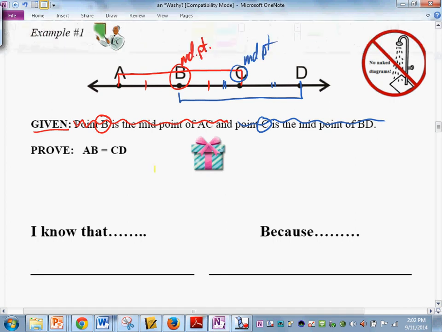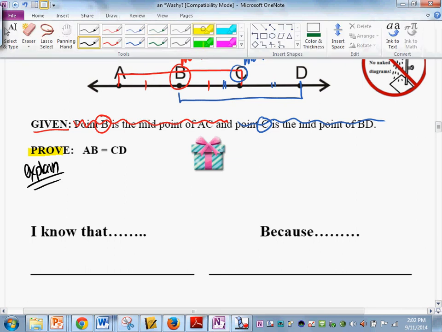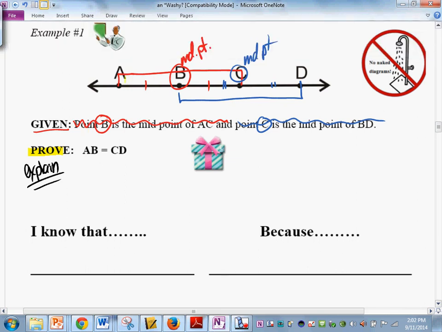Here's what we're trying to prove. And that word prove, don't be freaked out by that word. That just means explain. You guys know how to explain stuff all the time. You're really good at explaining, especially if you're trying to get out of trouble. All right, we're trying to explain, given that, how would you know that AB is the same as CD?